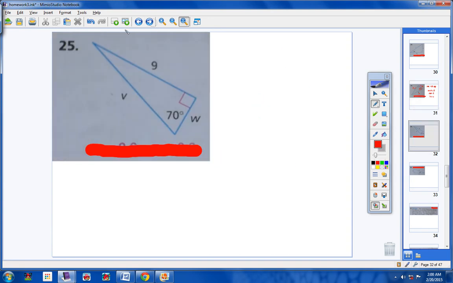Okay, let's try another one. First of all, do I have two sides? No, I do not. Next, is it one of my special triangles? No, it is not. So the only way to solve for these two missing side lengths is to use my trig functions. Now circle the angle you're dealing with, 70. Go straight across. This is your opposite. Go straight across from 90 is your hypotenuse. And this will be your adjacent.